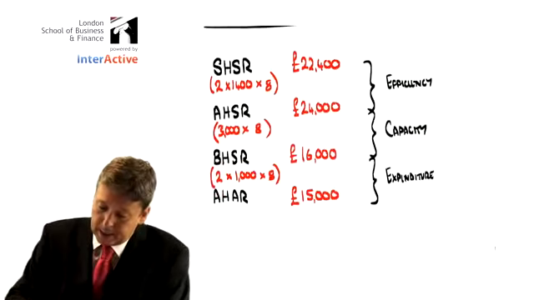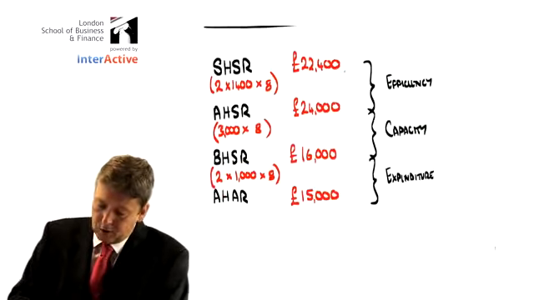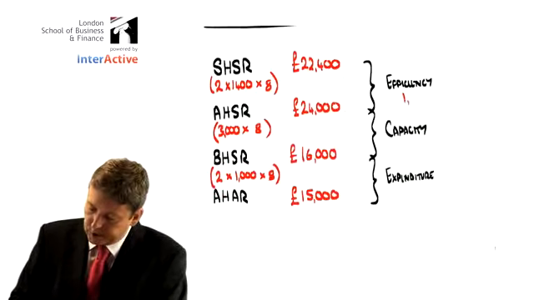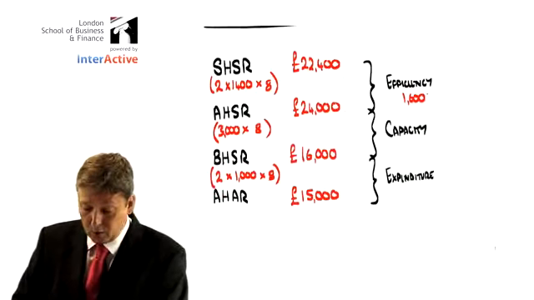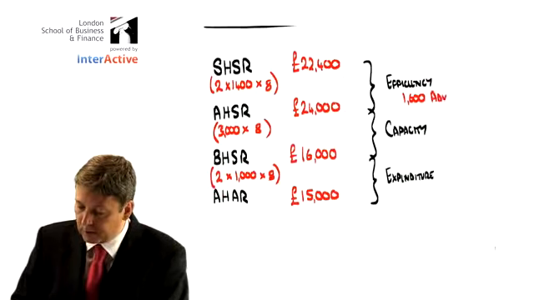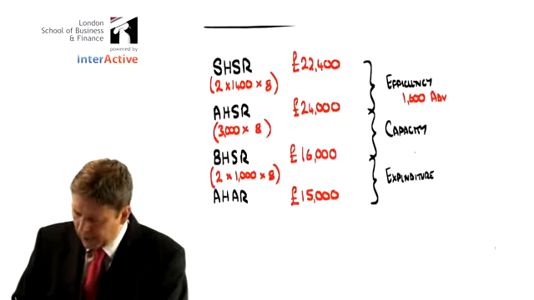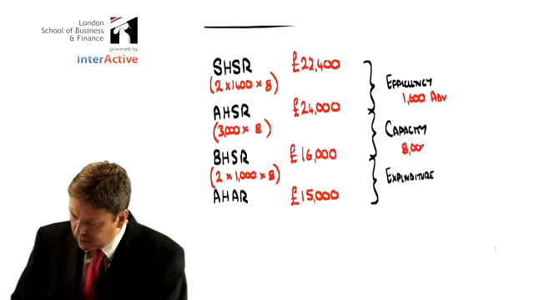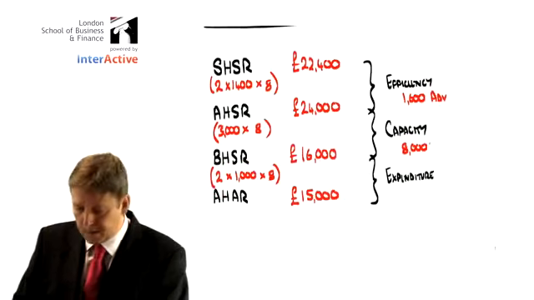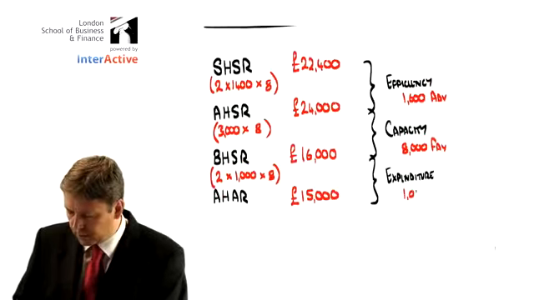Now, let's do the calculation. Top minus bottom, the difference is 1,600. Is that good or bad? Well, it's negative, therefore it's adverse. Top minus bottom, the difference is, wow, 8,000. Is that good or bad? Well, it's positive, therefore favourable. Top minus bottom, the difference, 1,000. Positive, favourable.